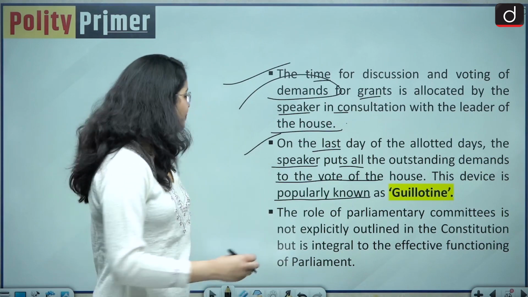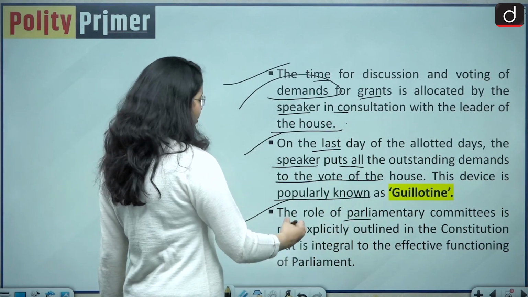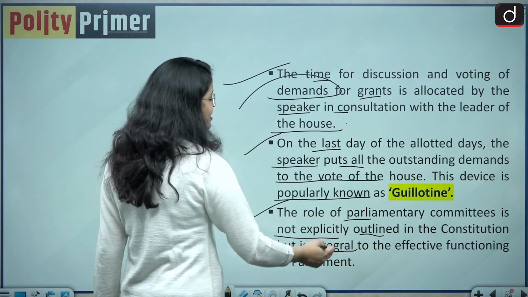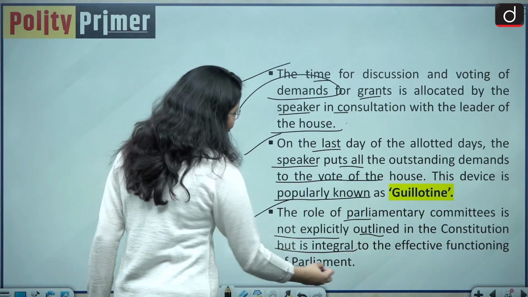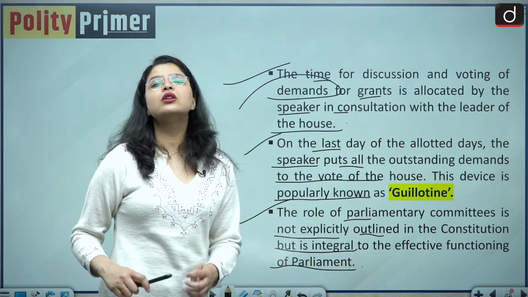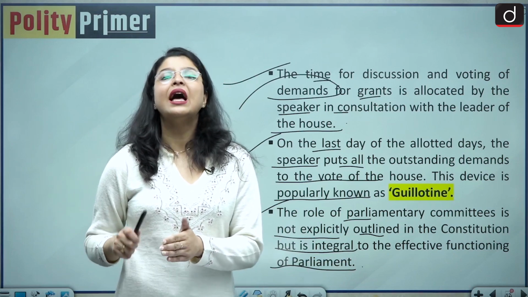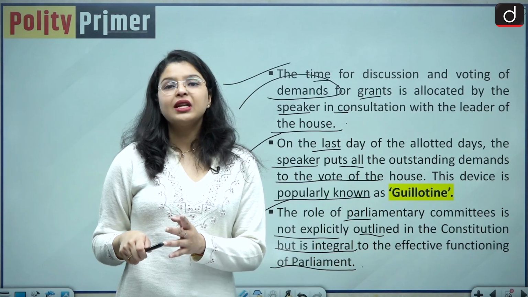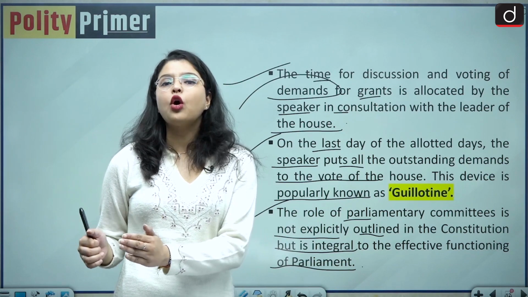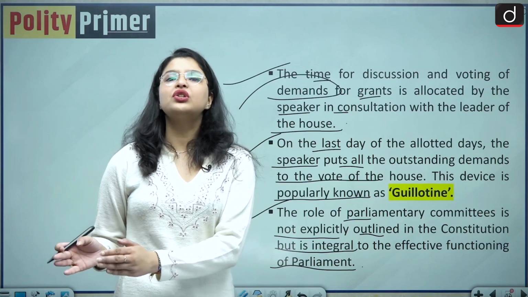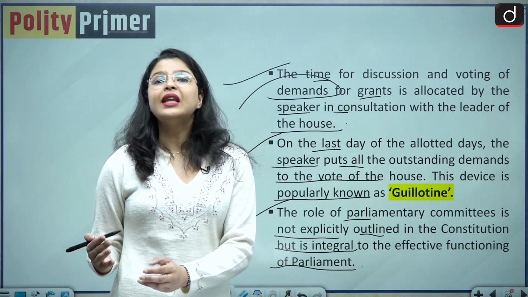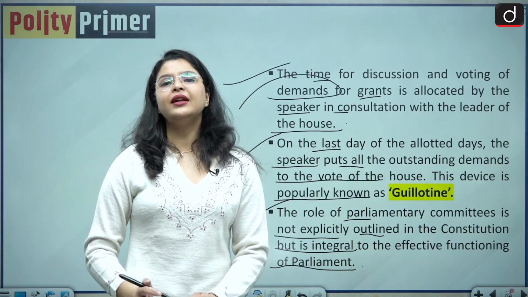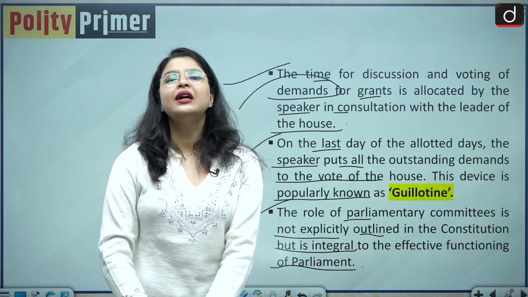The role of parliamentary committees is not explicitly outlined in the constitution, but is integral to the effective functioning of the parliament, because it maintains checks and balances. It ensures that a healthy debate is going on. It ensures that there is transparency and accountability of the government towards the financial decisions that they are making, and that is why the reports of these parliamentary standing committees become very important in this regard.